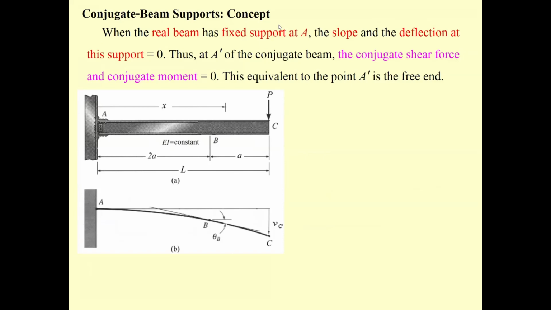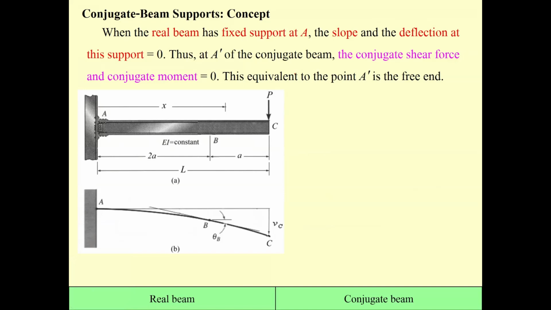Due to our limited time, let me talk about the conjugate beam support. We have the cantilever beam over here. This one is the real beam. Under the application of the point load at the end of it, we have the elastic curve. This is the fixed end, where v sub A equal to 0, theta A equal to 0. When it's subjected to the force, you get the deflection, you get the elastic curve.